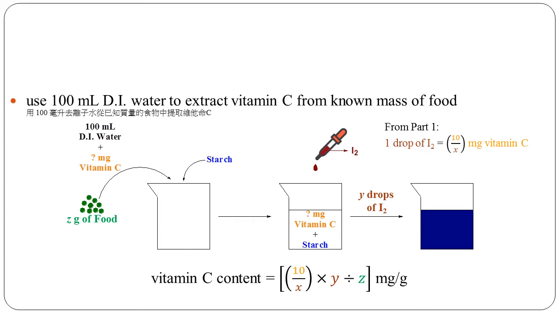The beaker in the middle contains a known amount of vitamin C, and then we add iodine into the beaker. If white drops of iodine are added into the beaker to make the solution become blue, this means that there is 10 over x times y milligram of vitamin C in the beaker, and then dividing this value by Z, we can find the vitamin C content.